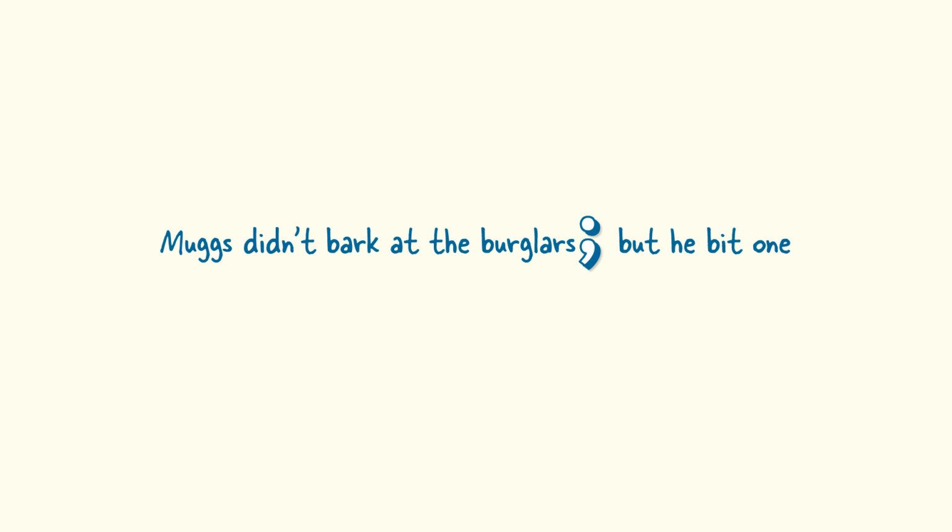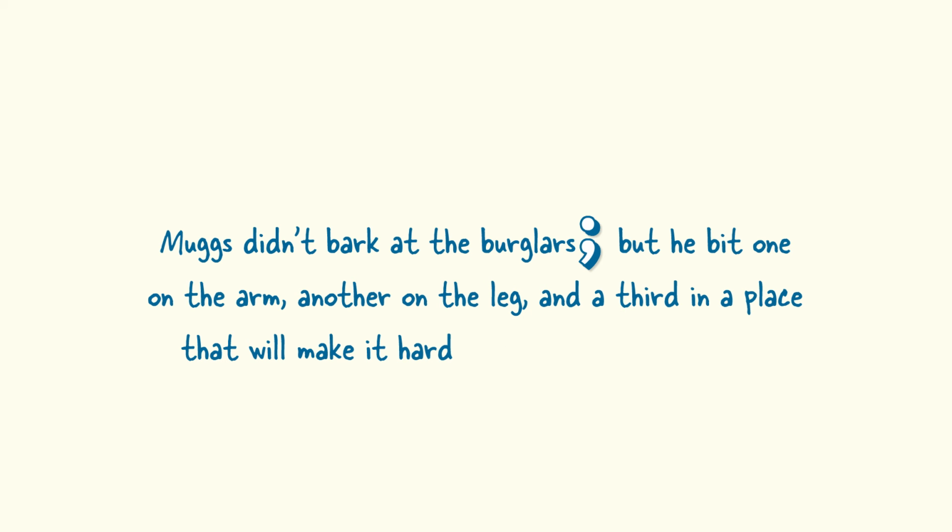What do you mean, in most cases? Well, if one of your main clauses contains commas, you can leave the semicolon in or stick with the comma, depending on what you think will help the reader. So I could keep the semicolon here? Muggs didn't bark at the burglars; but he bit one on the arm, another on the leg, and a third in a place that will make it hard for the man to sit down. That is gruesome, but correct. You have a choice in cases like this. And that brings up an important point. You need to choose wisely to avoid a few semicolon traps.